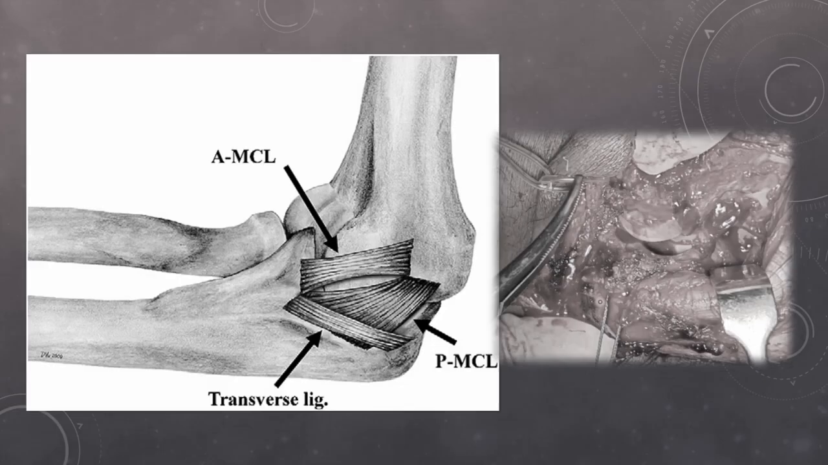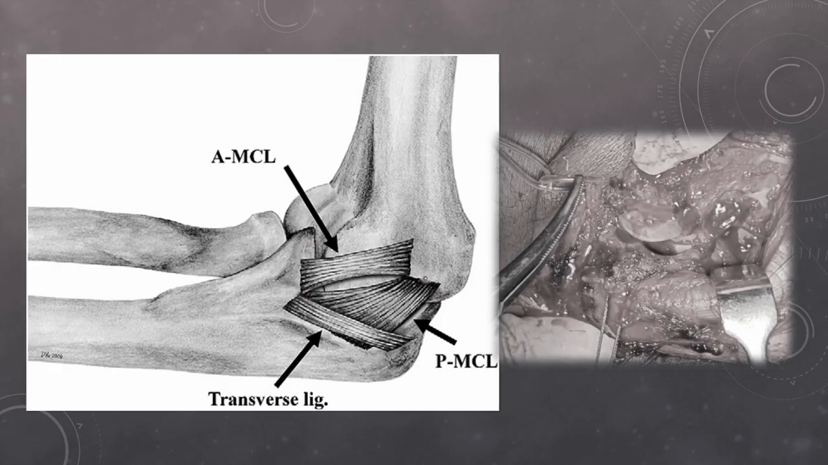Now coming to the medial side. On the medial side there are three important ligaments, one of which is the strongest one while two are relatively weaker ligaments. The anterior medial collateral ligament is the strongest one. It starts somewhere between the medial epicondyle and the medial aspect of the trochlea and inserts over the sublime tubercle of the coronoid process. This is the coronoid process, this is the sublime tubercle.